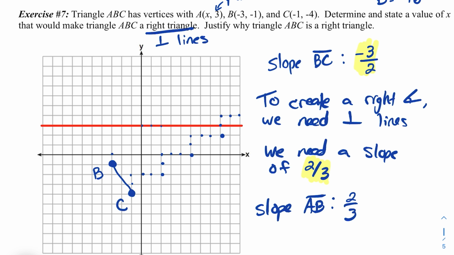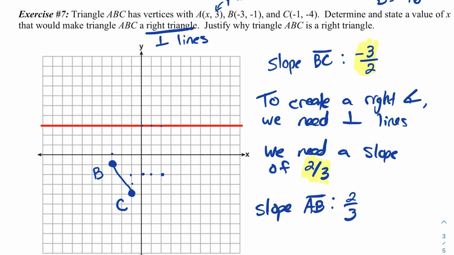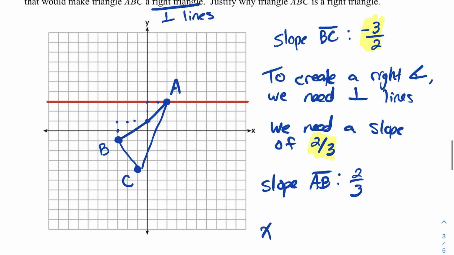You could make it work instead of going up 2 over 3. You can go up 1 over 1.5 and put it right here, but it's going to be a little bit messy. The best thing was going from B to A, up 1, 2, 3, over 1, 2, 3, and putting it right here. It lands nicely on the y value of 3. So let's just figure out what that would be. X would have to equal 2. So this is the point (2, 3).